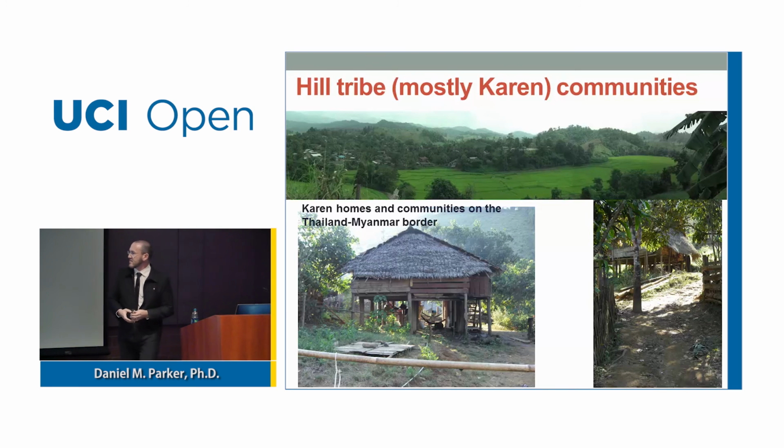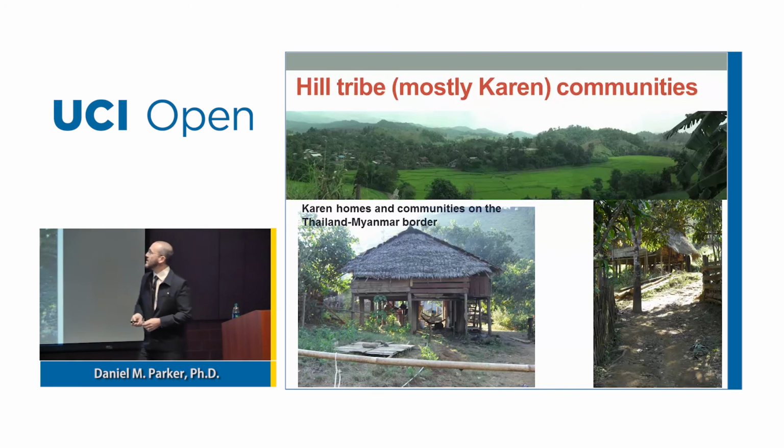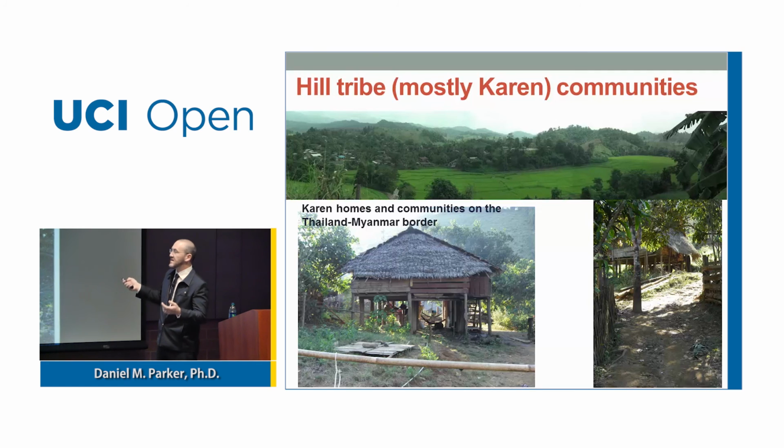So a bit of context. Most of the populations along the Thailand-Myanmar border are hill tribe or Karen. This is a typical Karen village. So we've got a village here and some rice paddies around it in the hills. A Karen house usually looks something like this. Most of them are built on stilts. They're very open, very comfortable in the tropics, actually. You can see we've got some hammocks underneath. It's a nice place to hang out. Villages look basically like this.